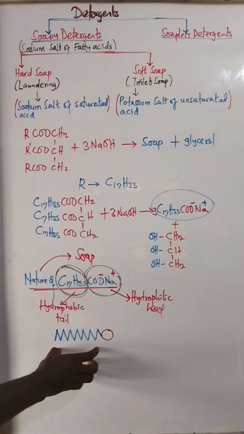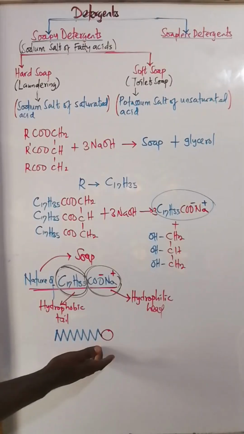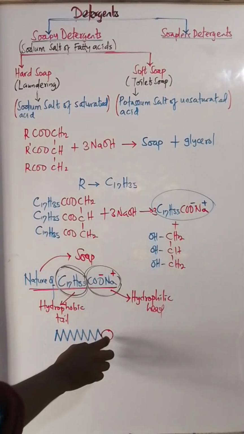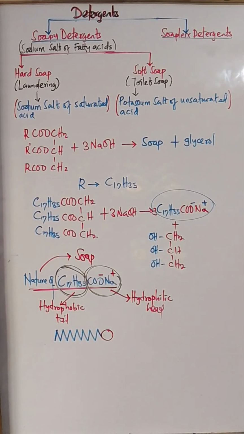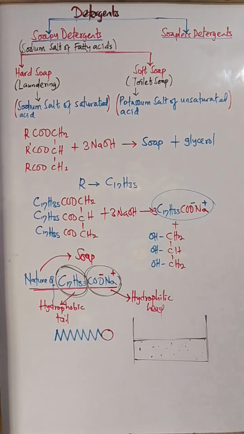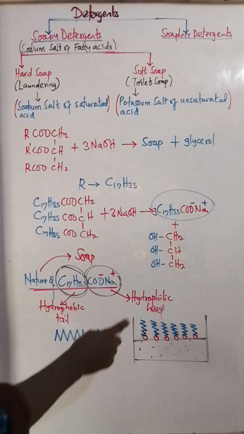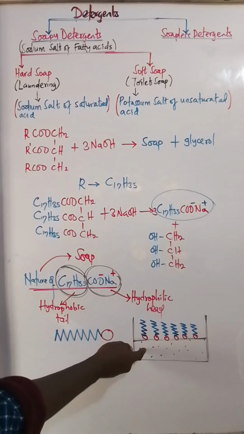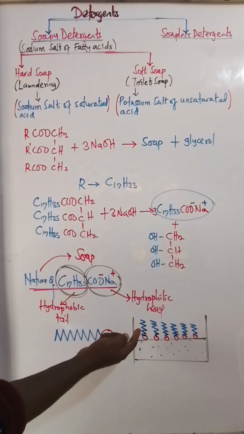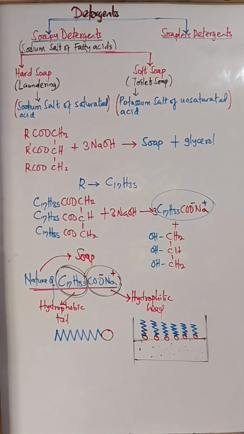So this is the hydrocarbon tail, and this is the head. Suppose this is the water layer. When soap is added, we have this structure. Why this? Because water is a polar solvent. So the head is hydrophilic, so it will attach to water. While the other end is hydrophobic, so it tries to move away from the water, like being scared of water.